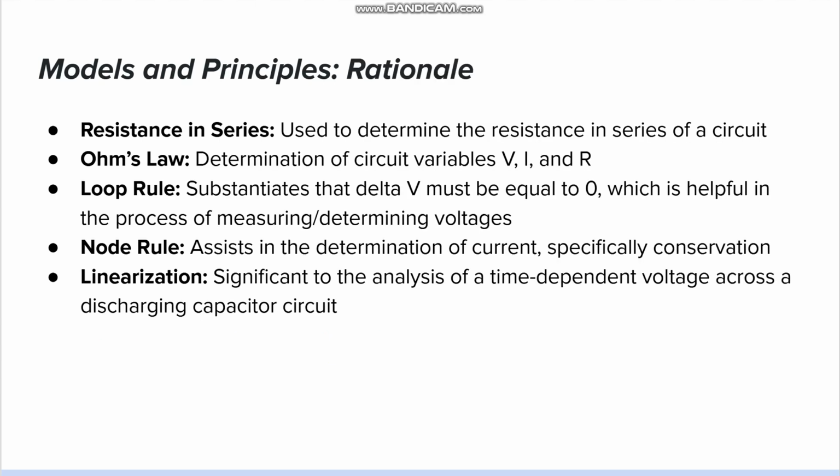Rationale. The resistance in series equation is used to determine the resistance in series of a circuit. The Ohm's law equation is used for the determination of circuit variables V, I, and R. The loop rule equation substantiates that delta V must be equal to 0, which is helpful in the process of measuring and determining voltages. The node rule assists in the determination of current, specifically the conservation of such, and the linearization equation is significant to the analysis of a time-dependent voltage across a discharging capacitor circuit, specifically in relation to RC.